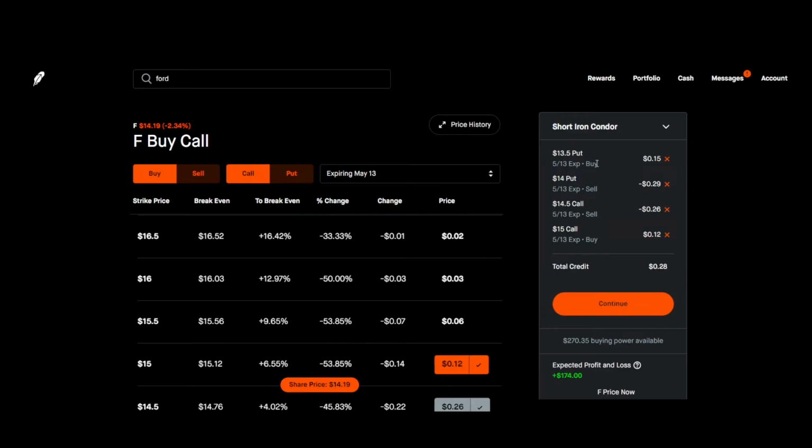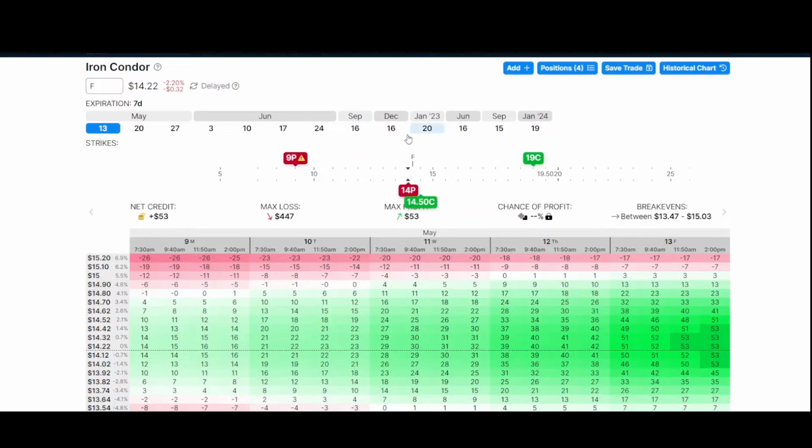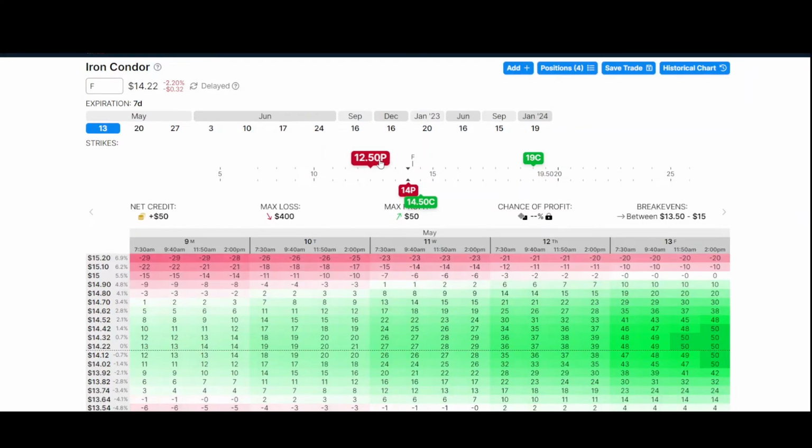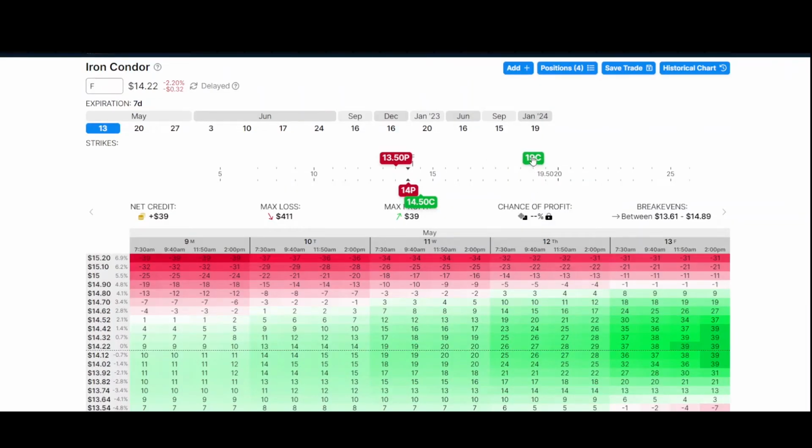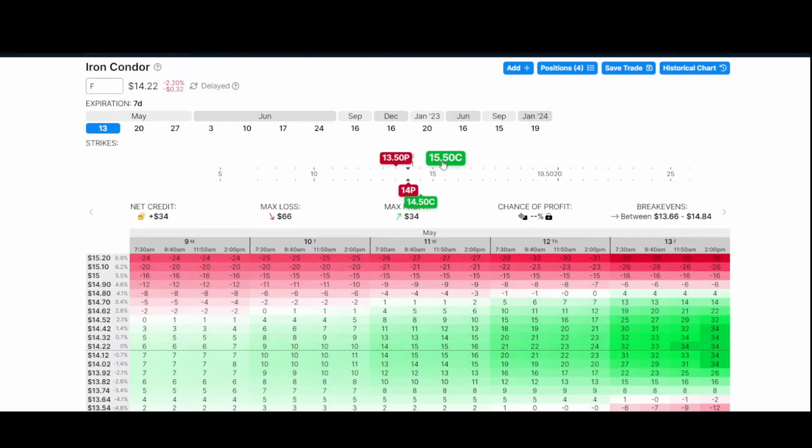So now we'll do the 2 buying. So we bought a put at 13.5. P for put, bring that to 13.5. $15 call is the last one that we bought. So $15 call right here to 15.